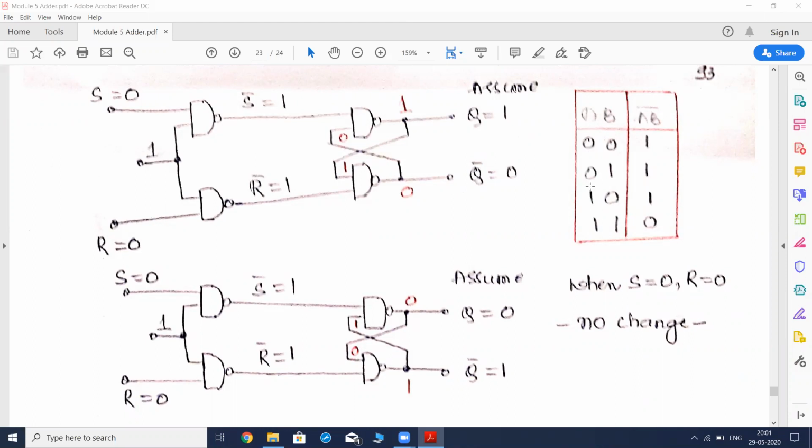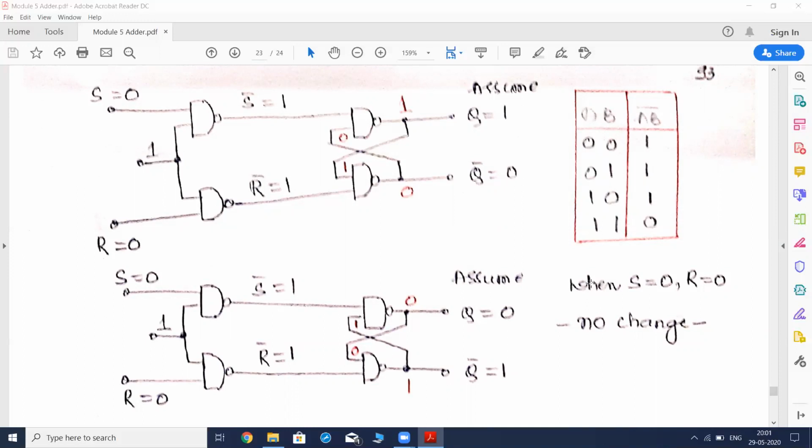So our NAND gate truth table is like this. It is 0, 0, 0, 1, 1, 0. For all these combinations, we'll get the output as 1. When both the inputs are the same, we'll get the output as 0. Okay, so this is our NAND gate truth table. Hope you remember it. So for this particular condition of S is equal to 0 and R is equal to 0, actually we are going to get the no change condition.